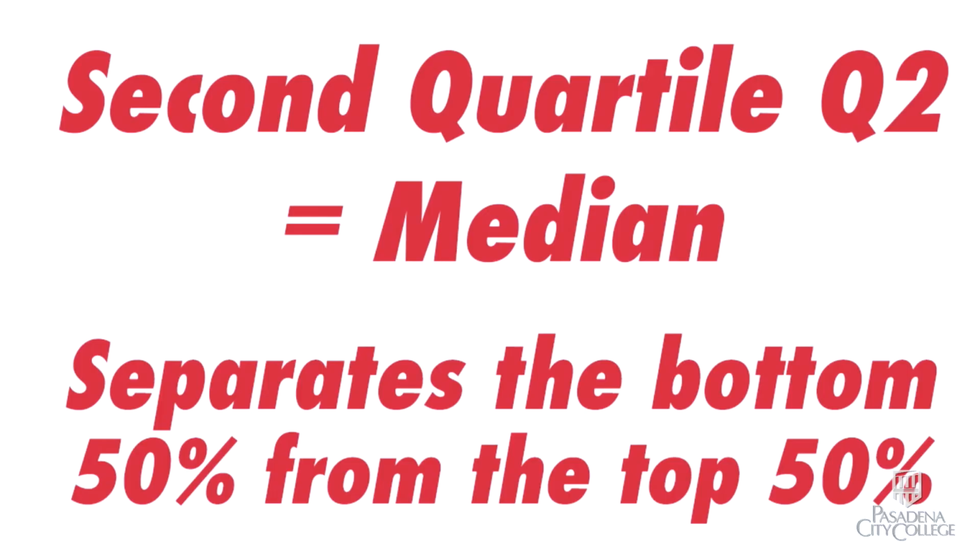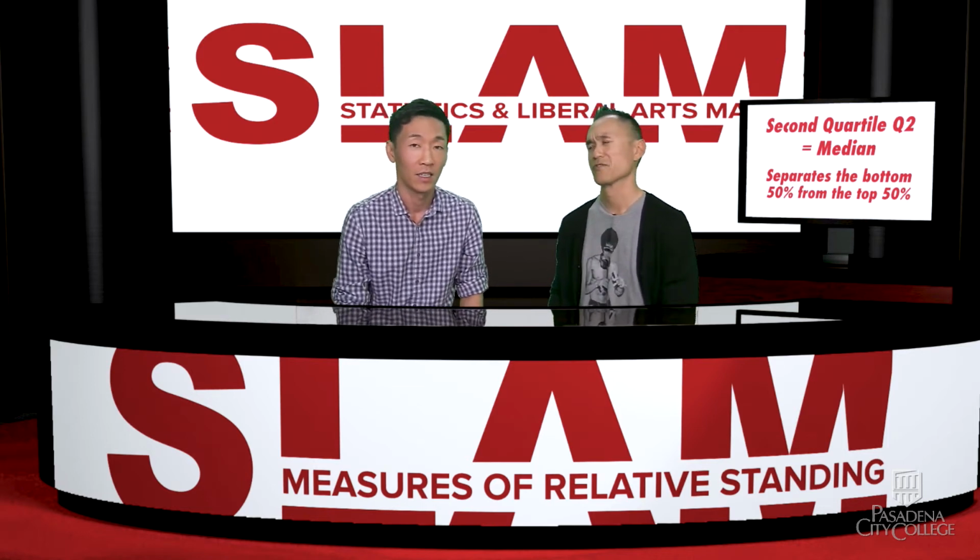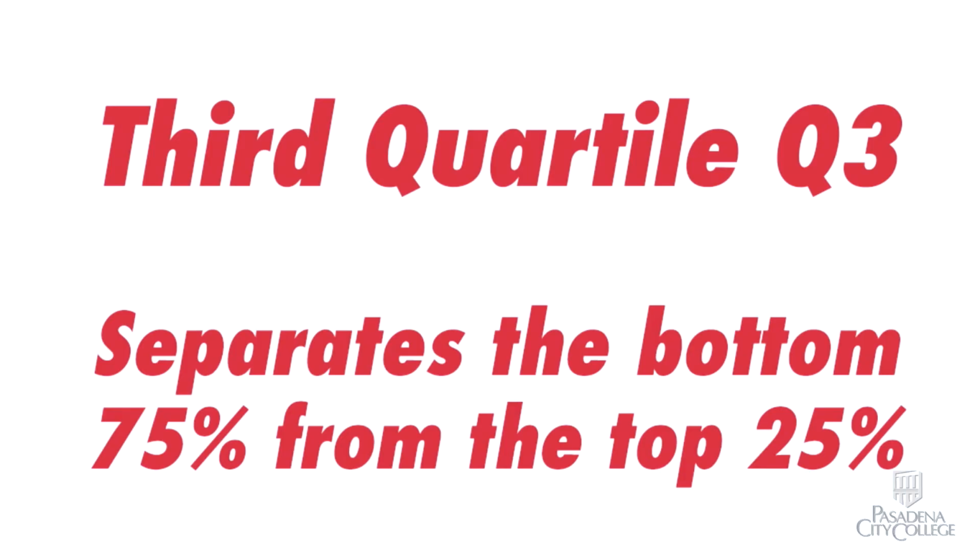Exactly. Second quartile means 25, 25, so it separates the bottom 50% from the top 50%. That means the second quartile is really the same thing as the median. Right, because median splits half and half, which is 50% and 50%. What about the third quartile? Third quartile is 25, 25, 25, so it separates the bottom 75% from the top 25%.